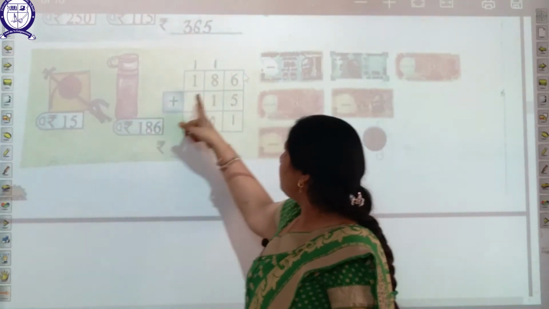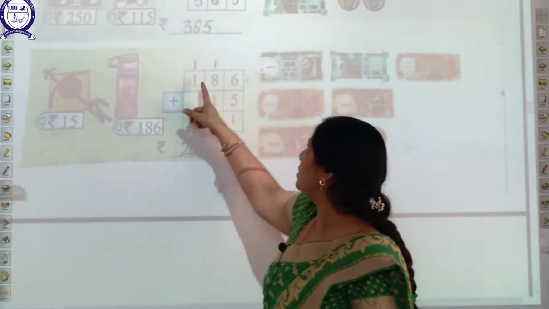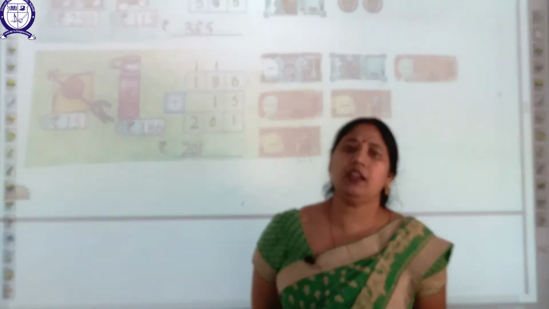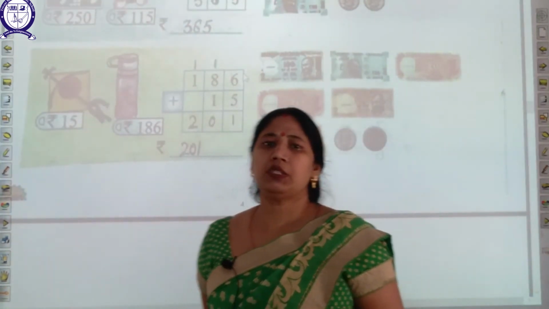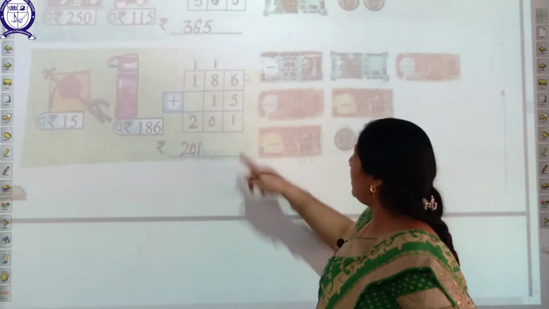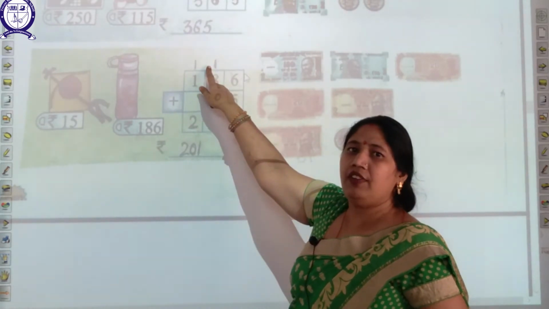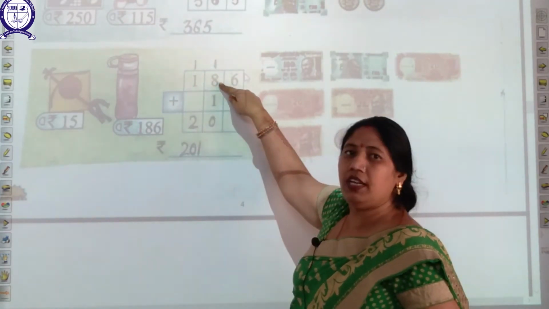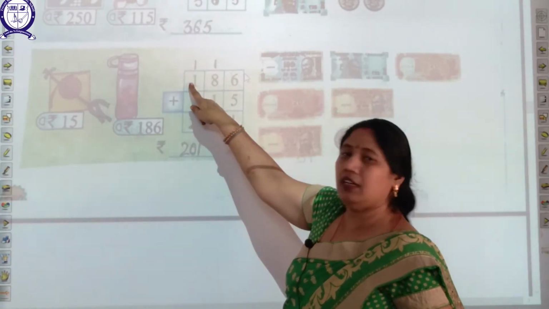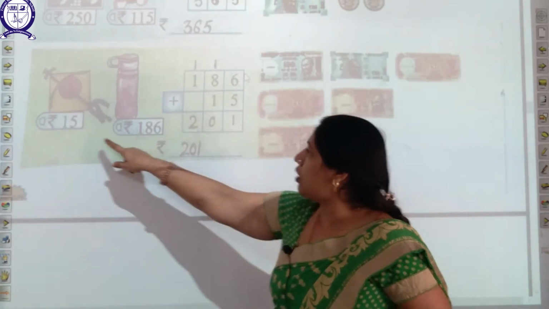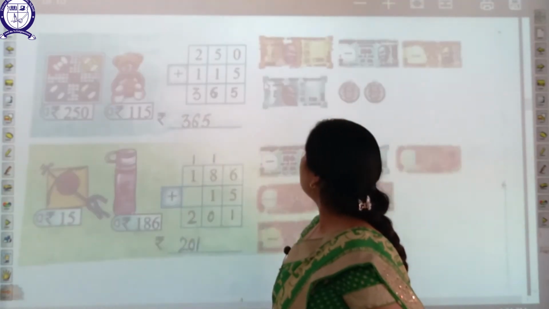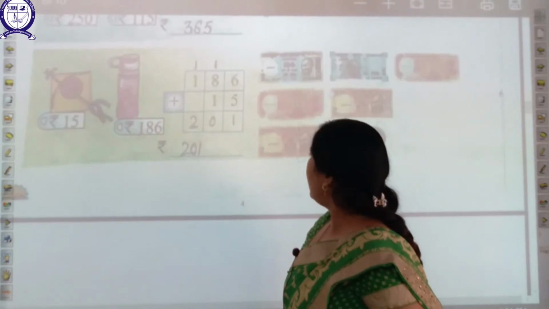The kite's cost is 15 and the thermos cost is 185. When we have to add, firstly we have to write the greater number, after that we write the smaller one. 5 plus 5, 10, 0 here and 1 is the carry. And we have to add the carry with the number. 8 plus 1, 9. 9 plus 1, 10. 0, 1 carry. Add the carry in the number. 1 plus 1, 2. So the cost of both items is 201 and you have to match the cost with these coins and notes.